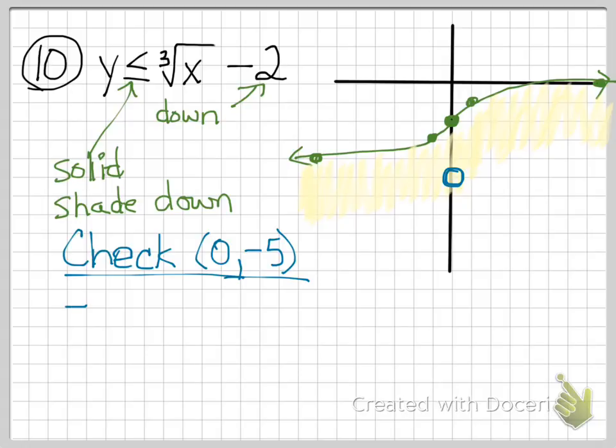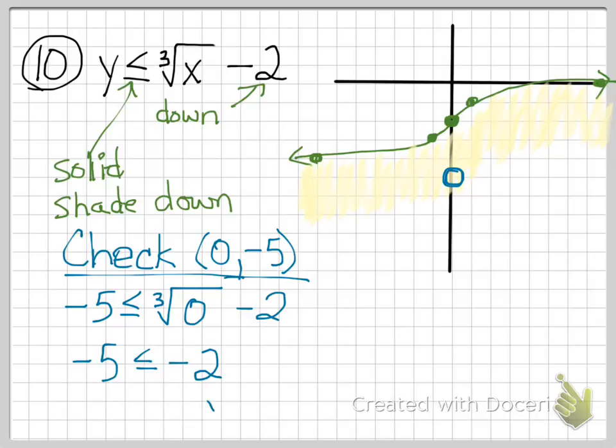So I have -5 as my y, less than or equal to the cube root of 0 minus 2. Well, the cube root of 0 is 0. So I just have -5 less than or equal to -2. Is that a true statement? Yes, -5 is less than -2. It's lower on the y-axis. So we shaded in the correct region.